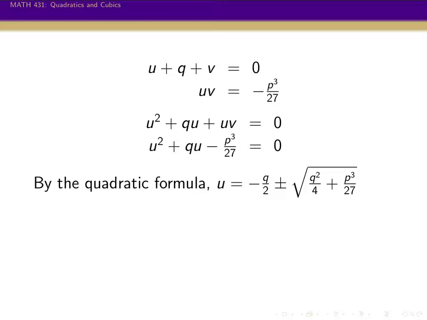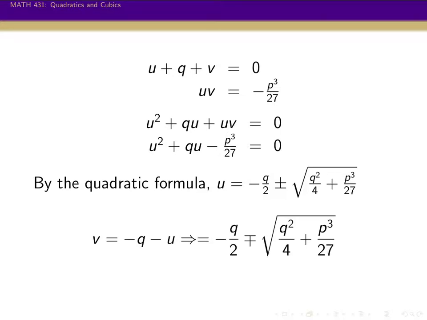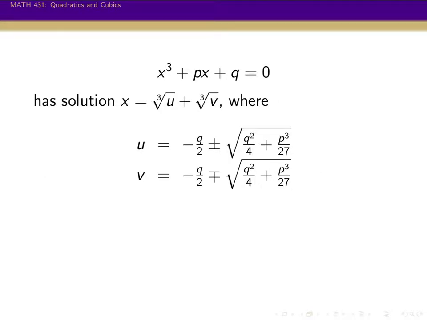Okay, and then once we have u, well, we know that u plus q plus v is equal to 0. And so that means that v is going to be equal to minus q minus u. And we know what u is. And so we can plug that in. And we get that v is equal to minus q over 2, and then instead of plus minus, it's going to be minus plus the square root of q squared over 4 plus p cubed over 27. So now we know what u and v have to be.